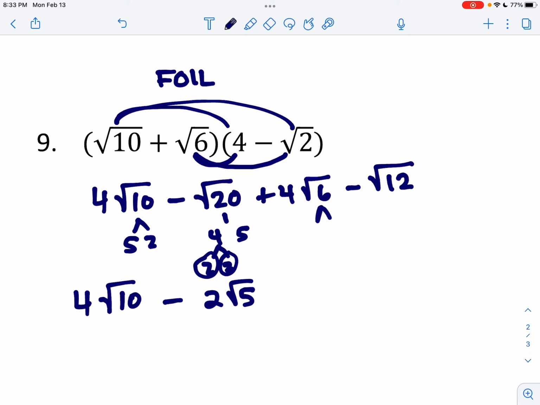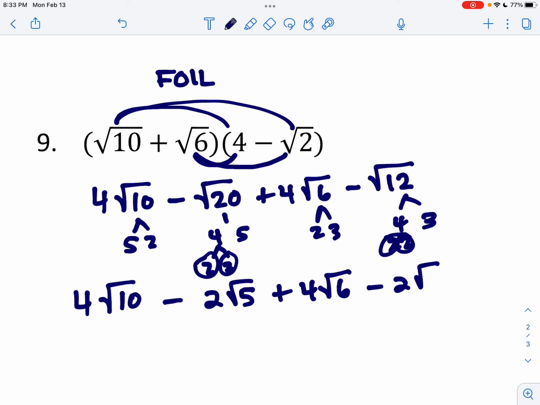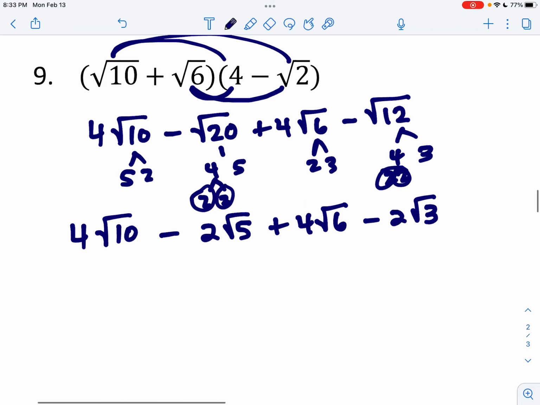Radical 6 is in simplest form already because 2 times 3 are both prime numbers, so I can't do anything with 4 radical 6. And then radical 12 is 4 times radical 3, so this breaks down into 2 and 2. So this is going to be minus 2 square root of 3. There are no like radicals, so I cannot do anything else with this. This is my final answer.